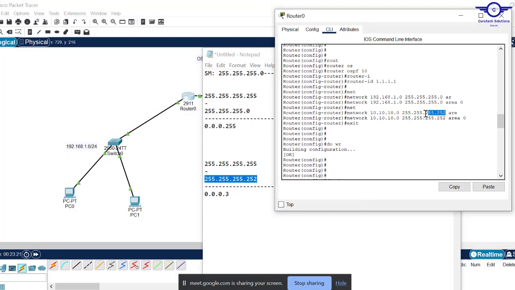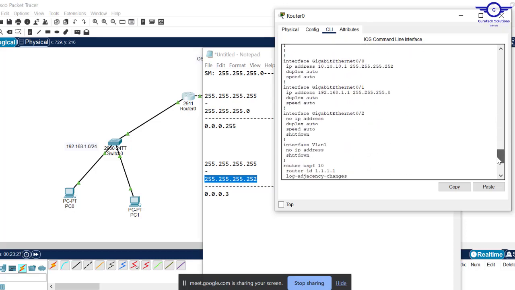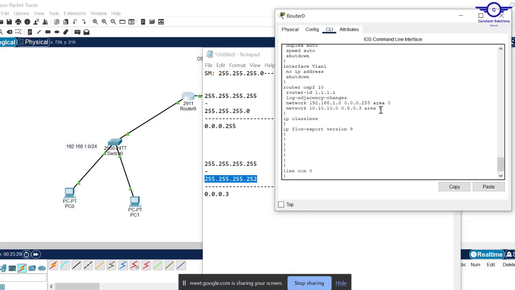We are not going to use the full subnet mask like this one. We have to use wildcard mask, because even if you use this one, you can see it's changed automatically to wildcard mask. So we have to do it the professional way. Okay, so we have managed to configure OSPF on that router.